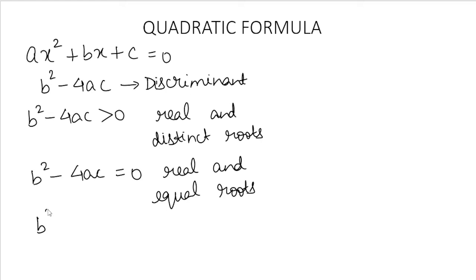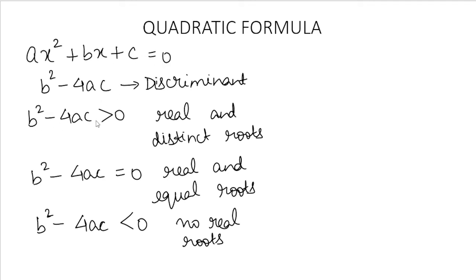Now comes the case where we have b² - 4ac strictly less than 0. In this case, there are no real roots. That means we cannot find any roots of the given quadratic equation which are real numbers. So these three conditions decide the nature of roots for a quadratic equation in one variable.